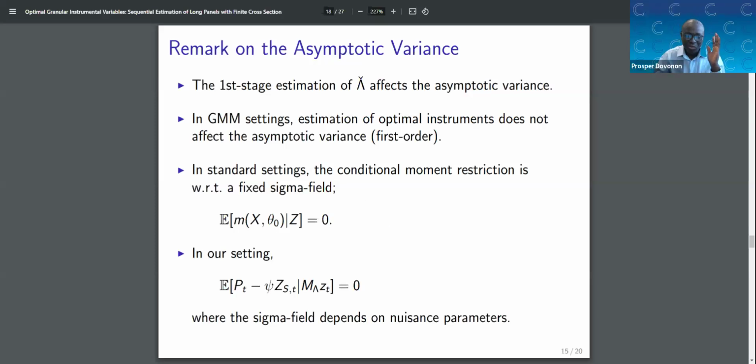I have a question that may not be that important, but out of curiosity, if it happens that lambda has so many columns that M lambda times z doesn't have materially enough dimension to identify your model, is this something that can happen? Yes. I skipped the discussion because it has been discussed a lot in the literature. But yes, you're right, definitely.